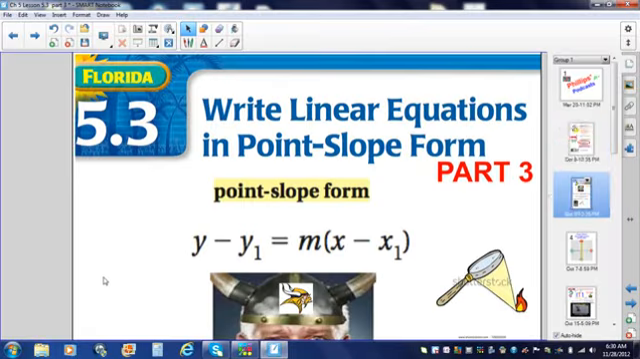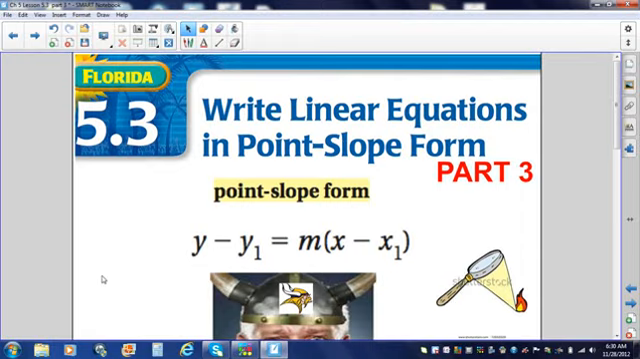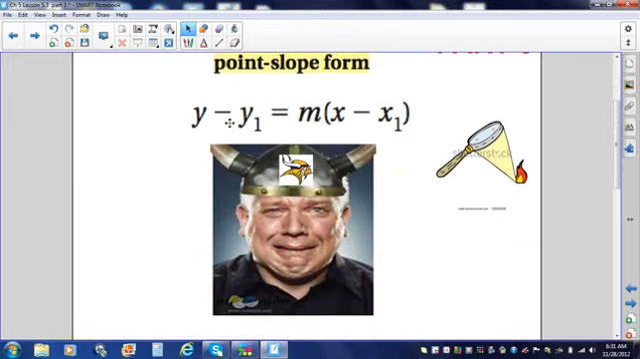All right, please write in your spiral. This is going to be lesson 5.3, again, part 3. We're talking about point slope form. Remember that point slope form is y minus y1 equals m parentheses x minus x1.